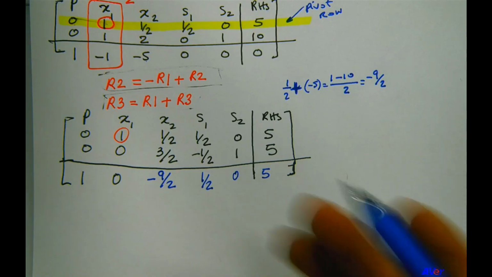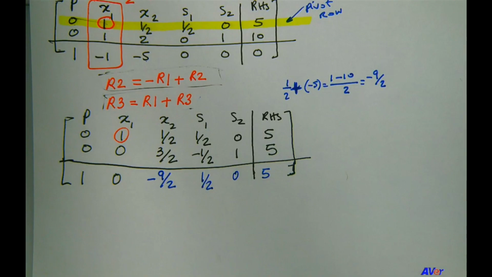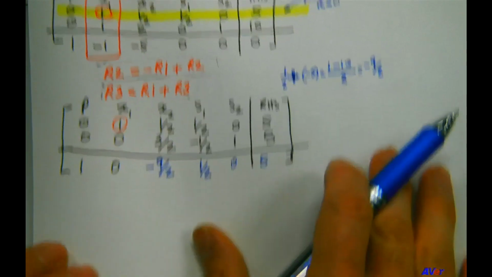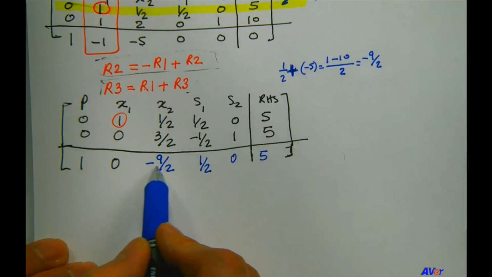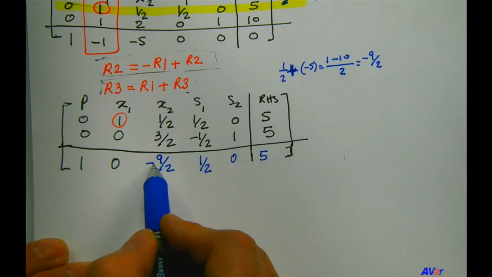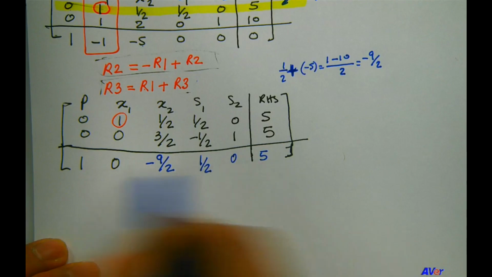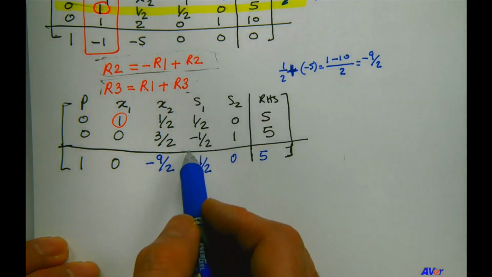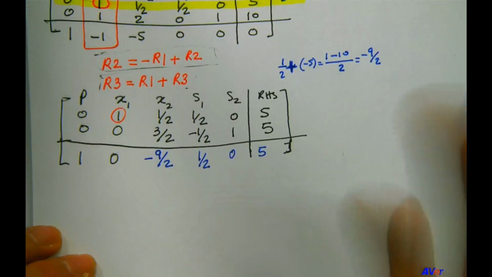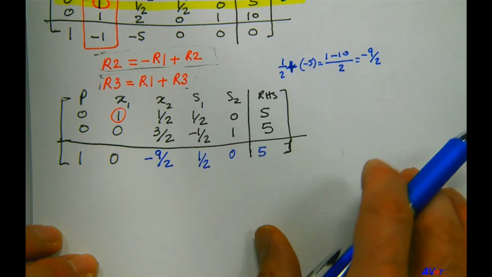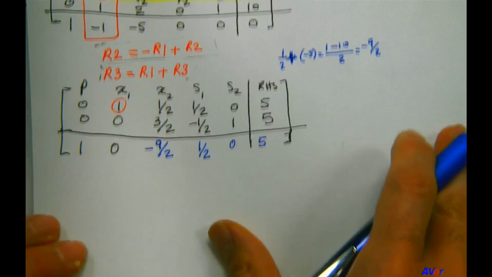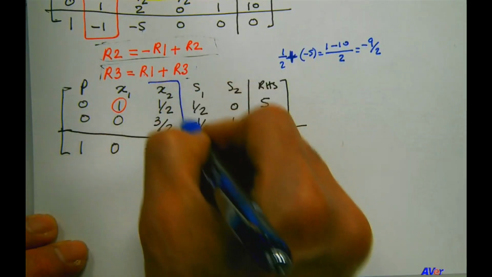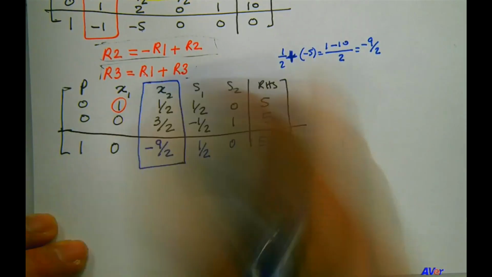All right. So what do you think? Are we done? We're not done, right? Because we still have this negative number in the objective row. Whenever we end up with all positive digits here, then we're done. But this is not the final tableau yet. So we need to keep going. Okay, so our pivot column is going to be this. This is our pivot column.